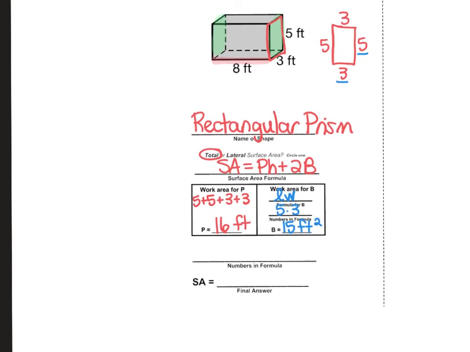Now we're going to plug it in to P times H. So 16 was my P. Remember that the H is the height that connects the two. That's what we haven't used so far. So that is 16 times 8 plus 2 times the big B that we found, which was 15. And now we can go to our calculator and plug that all in. And when we plug that all in, we can see that we get 158 feet squared. And that's our final answer. Remember, in volume, we cubed it because it's three-dimensional. In area, we always square it.